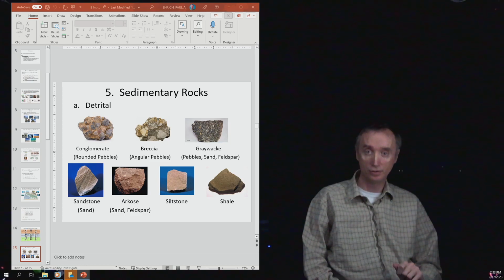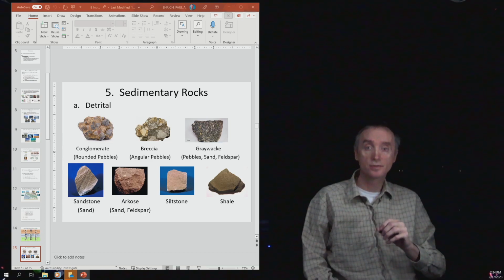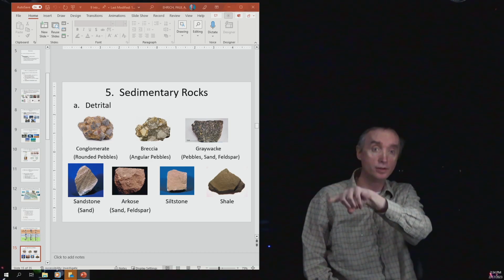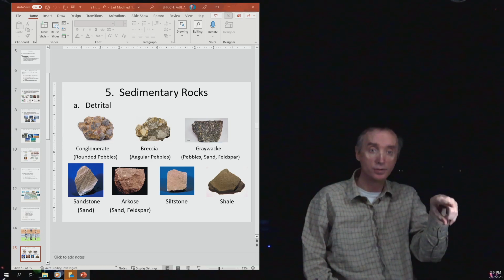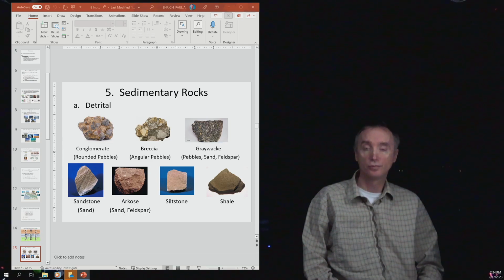So what does that tell you? Okay, that means that particular rock probably formed in a river, and it either had enough time to be rounded, or it spent a long time in the river bouncing around, and that was what caused the rocks to be rounded. Now compare that to breccia.